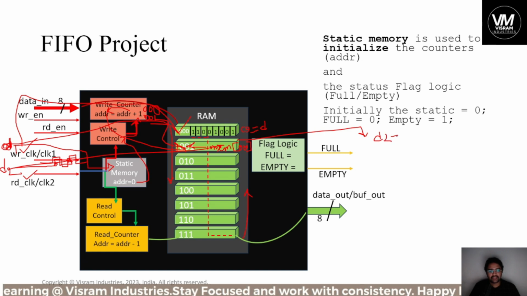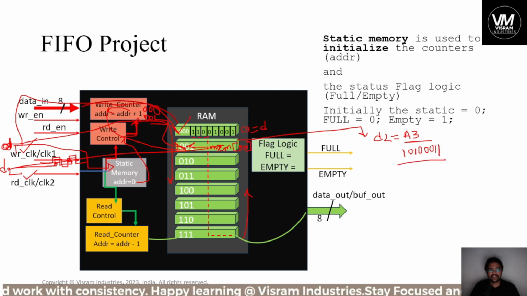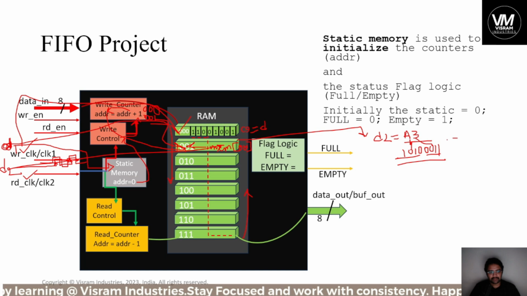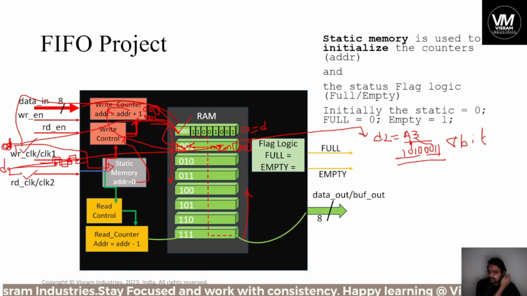D2 can be some other value like A3, which can be 1010 0011, so this is A and this is 3. Like that, some kind of data is stored in terms of 8 bits. Each one is 8 bits. Like this it is repeated for all the 8 registers, and then your full logic will be 1.